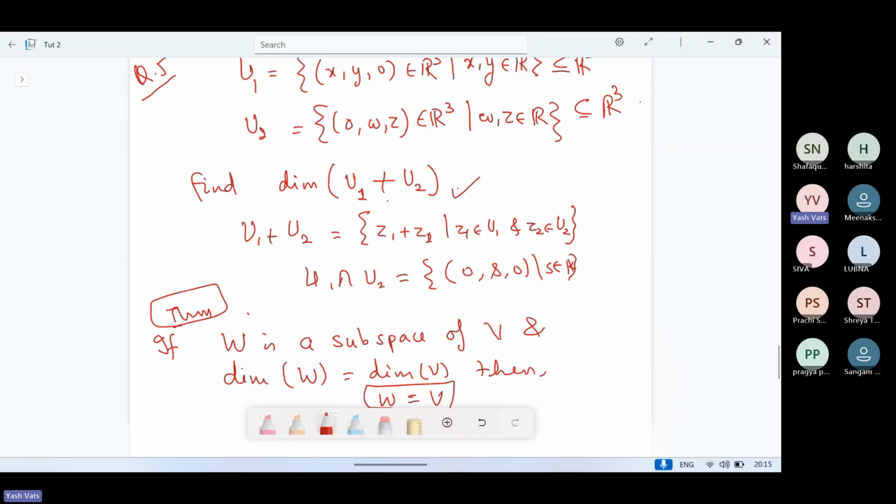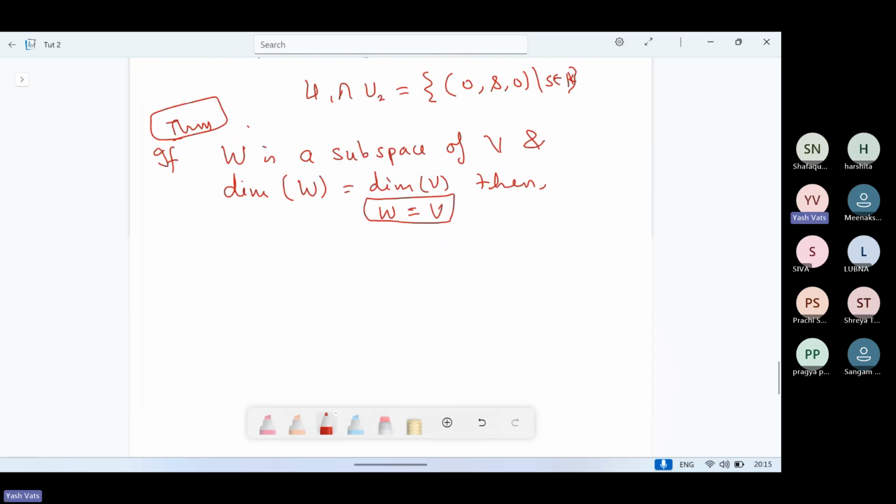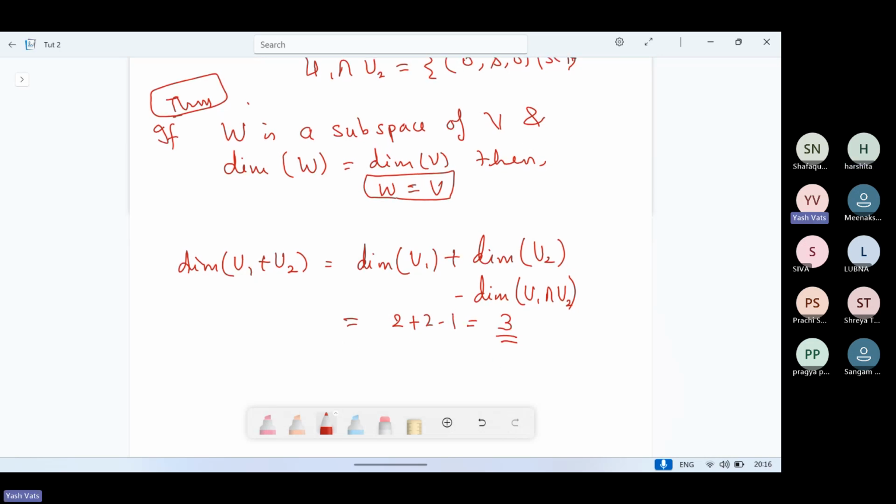Just check from this. So what is the dimension? Now, what is the formula you will use? I have told you this formula before. Tell me, how do you find the dimension now? Dimension of W1 plus dimension of W2 minus dimension of W1 intersection W2. Yes. So what is the dimension? Finally, you get 2 plus 2 minus 1, which is 3. So what does it imply by this theorem?